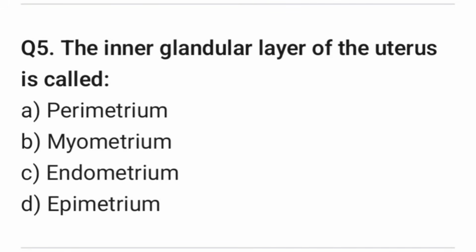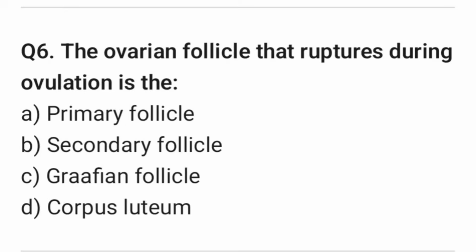Question 5. The inner glandular layer of the uterus is called. Right answer is option C. Endometrium. Question 6. The ovarian follicle that ruptures during ovulation is. Right answer is option C. Graafian follicle.